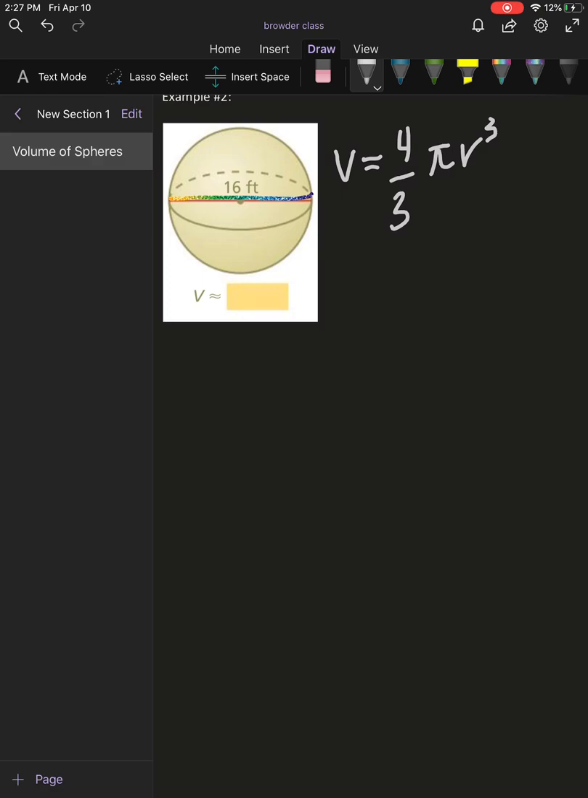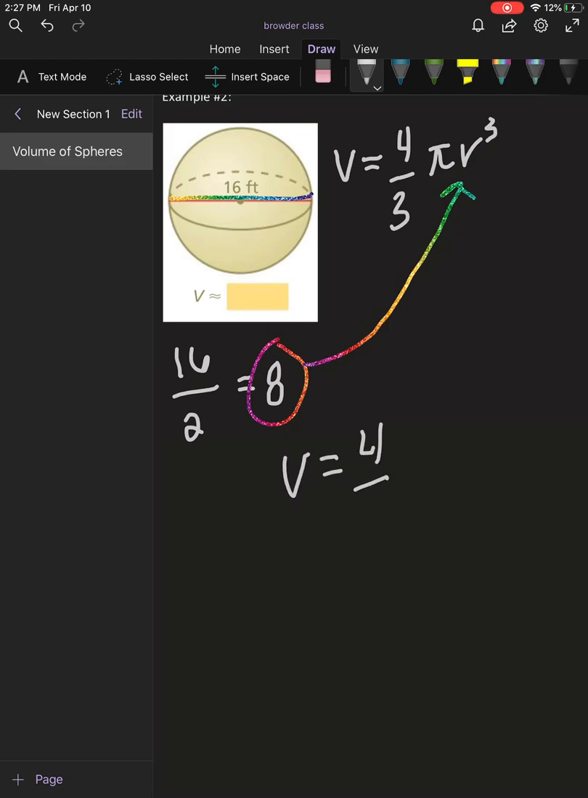So in order to go from a diameter to a radius, all we have to do is take our diameter and divide it by 2, because a radius is half of the diameter. 16 divided by 2 gives me 8. This 8 right here is now our radius, and we're going to plug it in for r. So V is equal to 4/3 pi. We're going to plug in r and then cube.